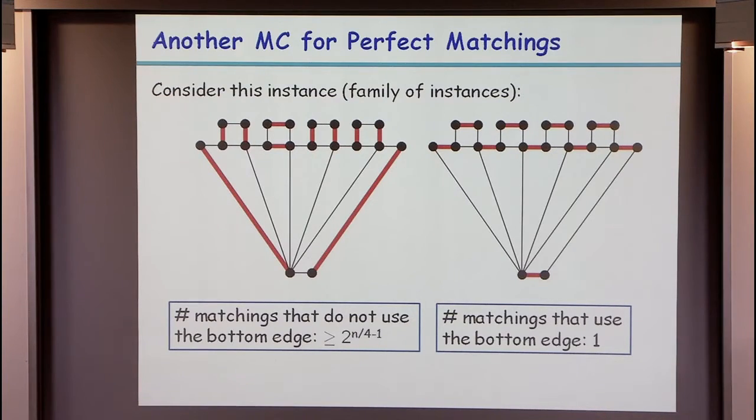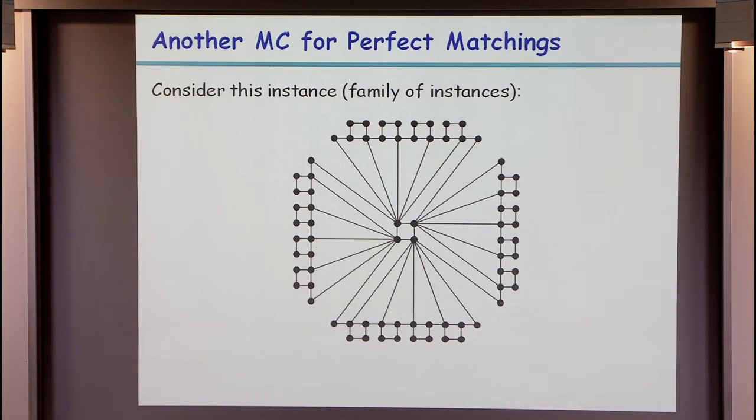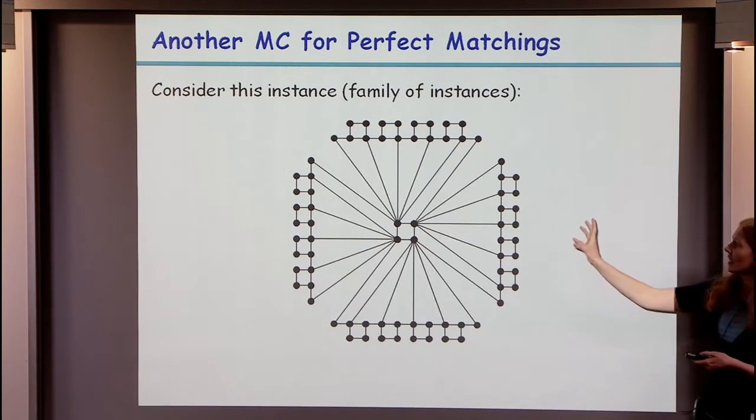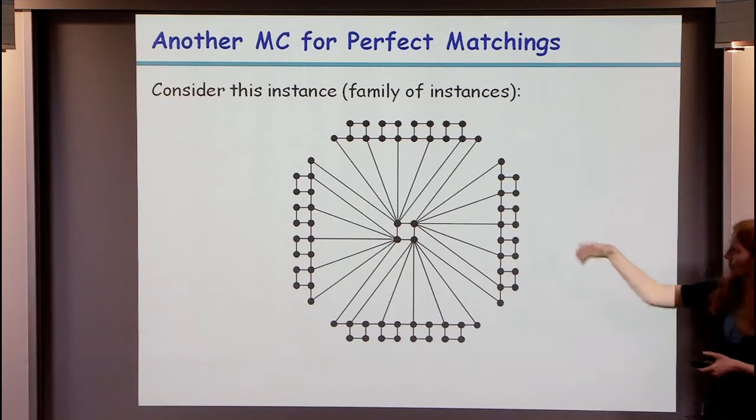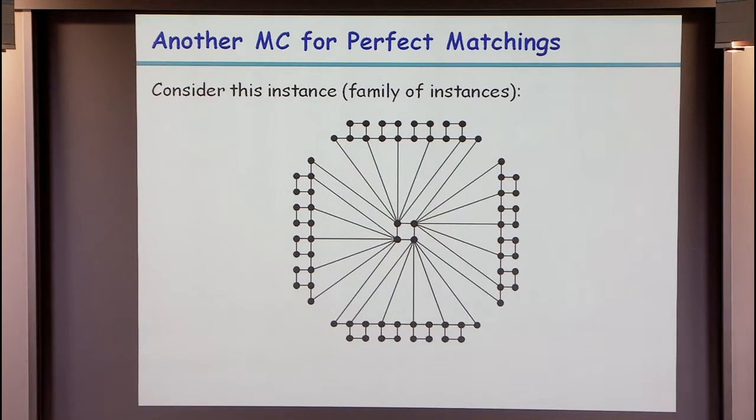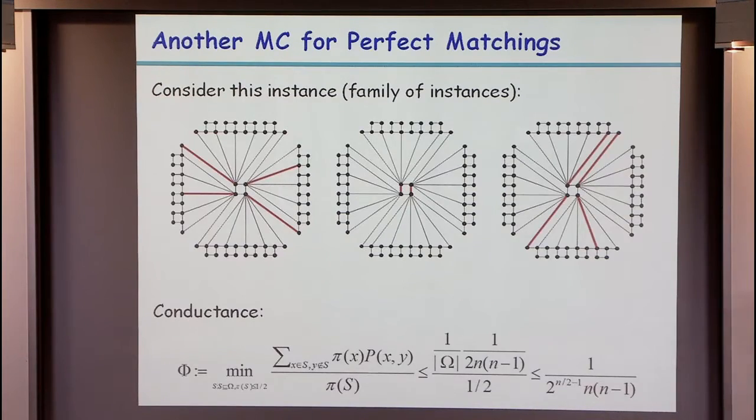In the case that I'm showing you, where I took the previous graph and repeated it 4 times in this configuration, the swap chain does not mix rapidly. It actually needs exponentially many steps to get to the stationary distribution for this instance. And how does that work? This is the reason I wanted to go through this example. We get to use the conductance to provide a lower bound on the mixing time.